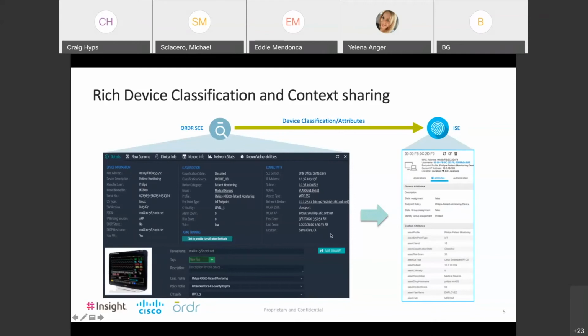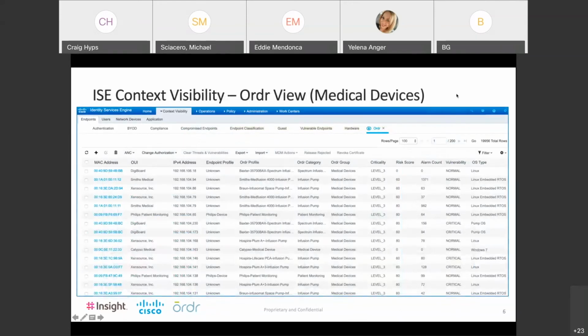For the IT teams trying to understand when it connected, when it was last seen, and how it is connected to my system, the beauty here is that while this information is readily available within Order, it's being infused automatically into ICE so that you can have views like this within ICE that tell you, and this is what's called context visibility.